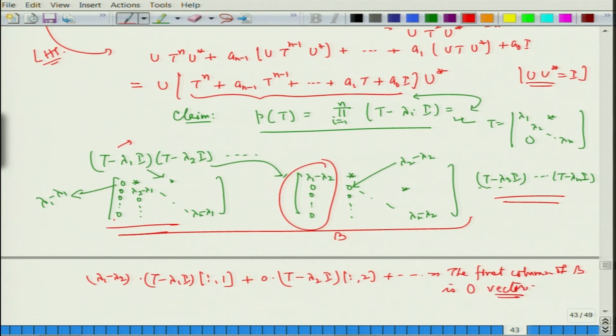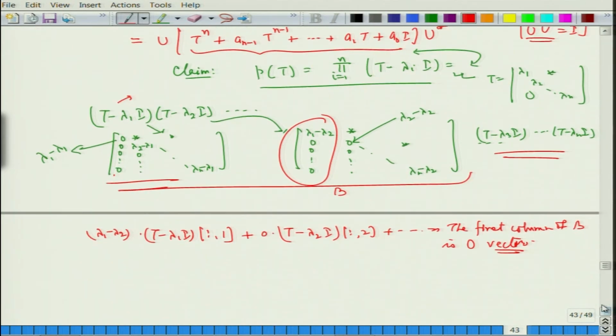All right. Here itself it is 0. I still get 0 here. Is that so? I have not got anything extra. Let us look at the second column of B.